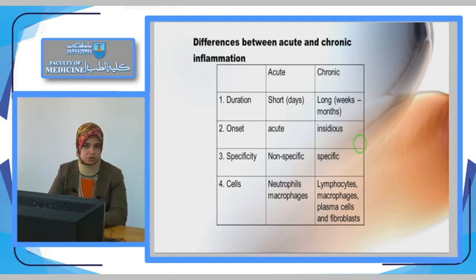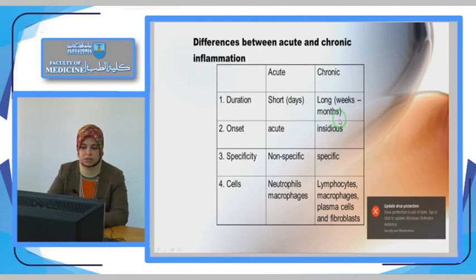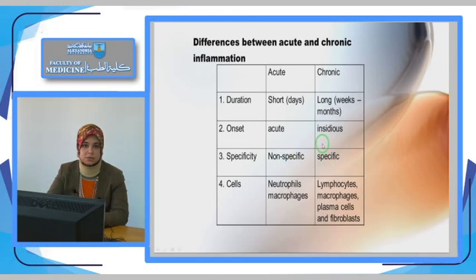طيب at the end of the lecture we are going to sum up the differences between acute and chronic inflammation. As regards the duration, اتفقنا ان acute inflammation has a short duration, it may last for days, while chronic inflammation من اسمها chronic it lasts for longer duration, ممكن توصل ل weeks or months. The onset is acute في حالات acute inflammation and it will be insidious in chronic inflammation. Specificity: usually the acute inflammation is non-specific, انما الchronic عرفنا ان في types specific chronic inflammations اللي هما الجرانيولوما.